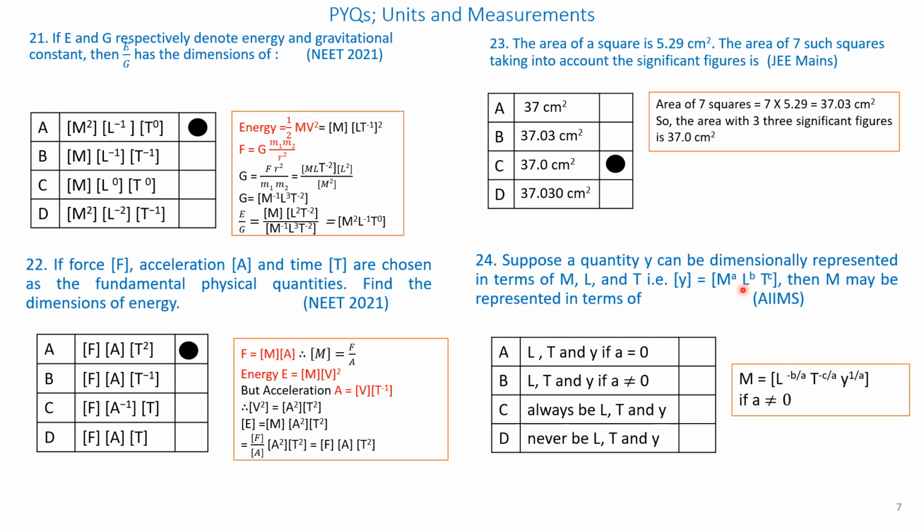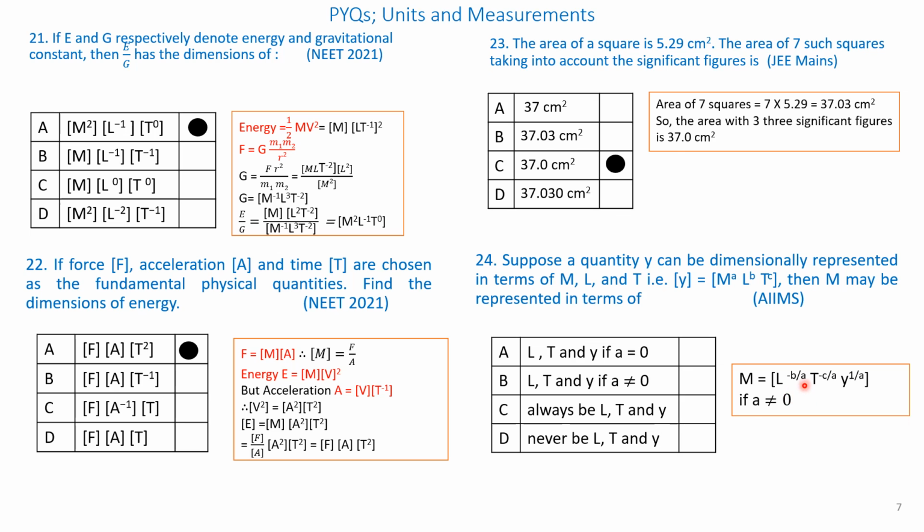We know that Y is equal to M to the power of A, L to the power of B and T to the power of C. So rearranging for M, we get M is equal to Y to the power of 1 by A, L to the power of minus B by A and T to the power of minus C by A. That is, L and T go to the denominator and Y is in the numerator, taking the A-th root, we get minus B by A, minus C by A and 1 by A.